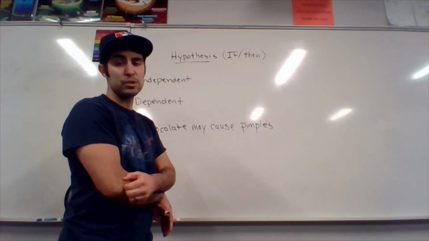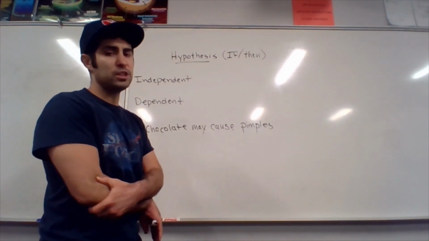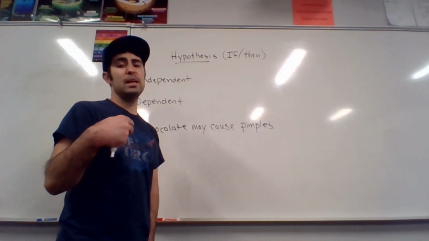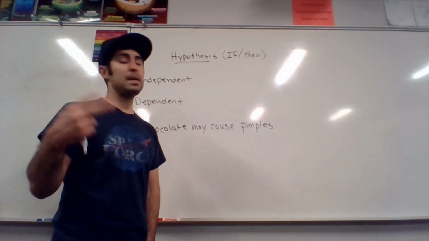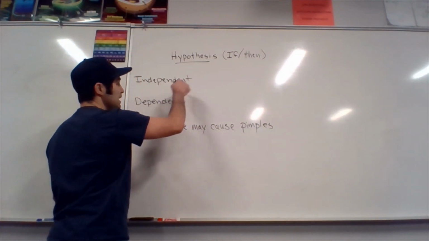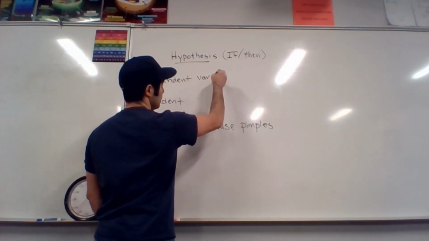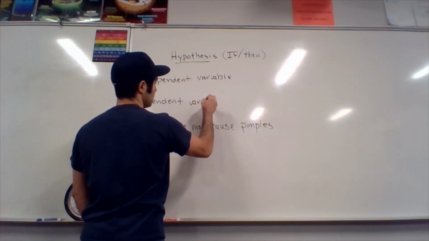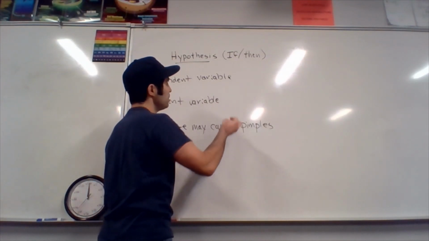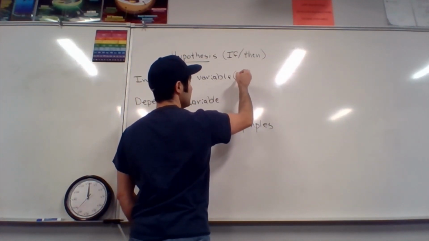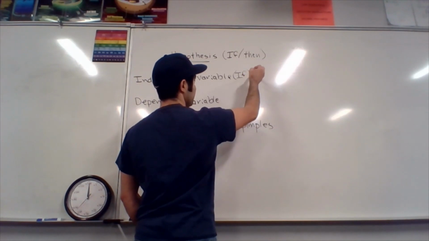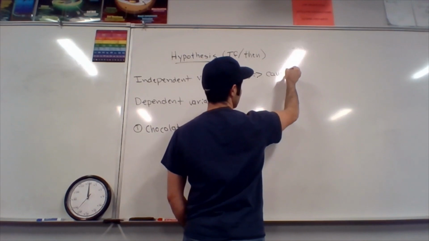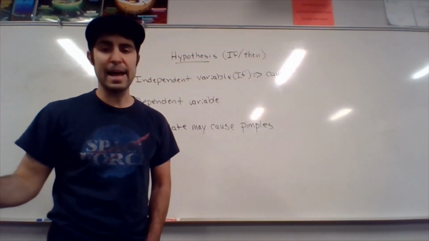Hypothesis is after you've made an observation, after you ask yourself a question, then you start to formulate a hypothesis. Now, a hypothesis has two main parts. Well, there's an independent variable, and there's also the dependent variable. Now, the independent variable goes with your if statement. And that would be our cause. What causes something else to happen?